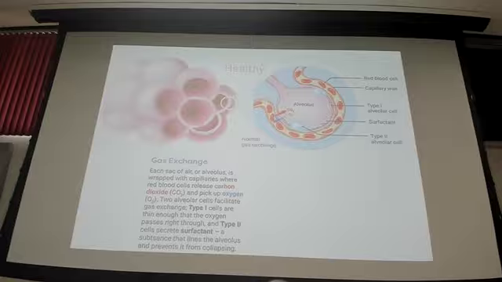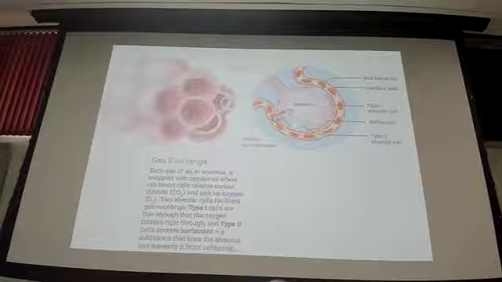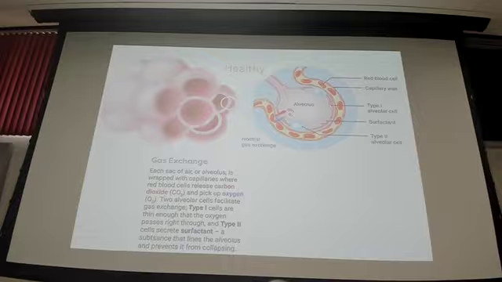So this is a normal, healthy air sac. You can see the gas exchange is happening, carbon dioxide out, oxygen in, and the barrier function is maintained. There's no fluid leakage into the air sac itself, it's just air. And the air sac is very close to the capillaries, so gas exchange is very efficient in a healthy alveolus like that.